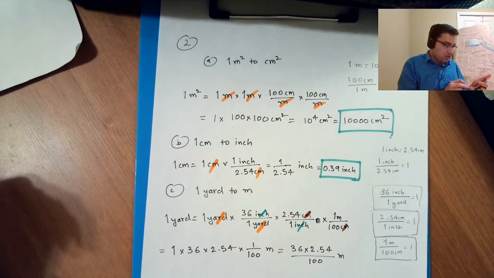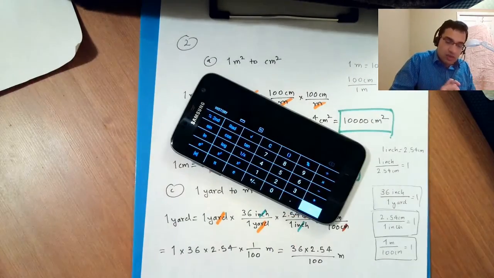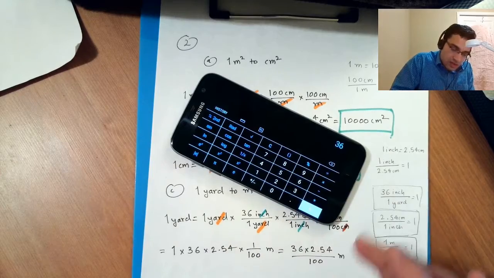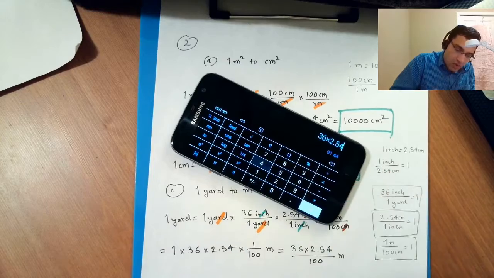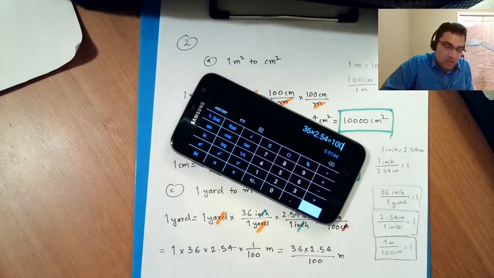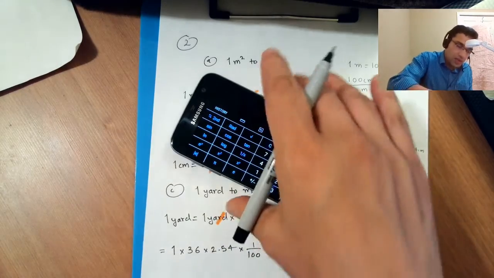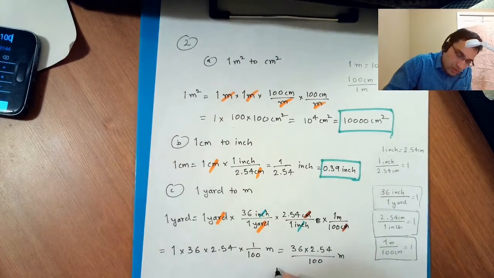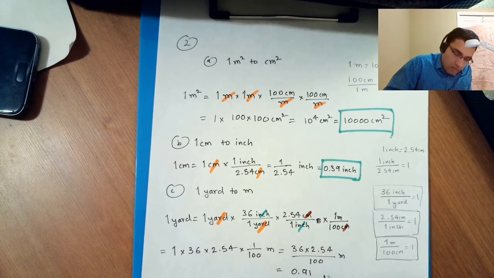What is this? Now you can use your calculator and calculate it. So it's 36 times 2.54 divided by 100, which is 0.9144 meter. So this is equal to 0.914 meter.